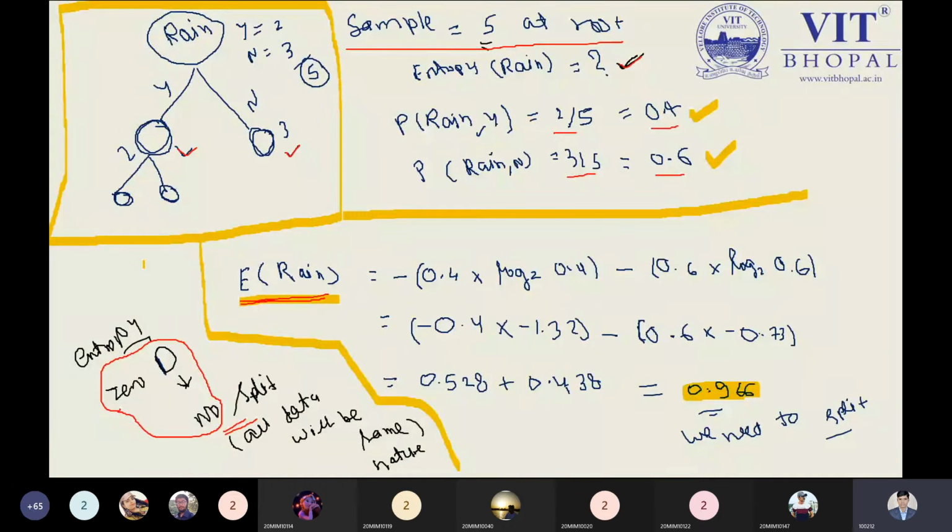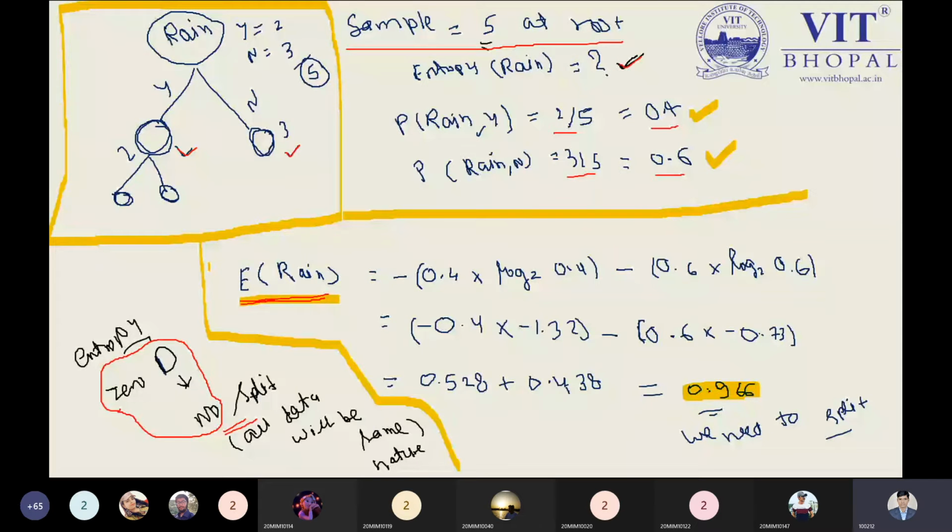But when we have some value which is more than 0, we need to determine whether splitting would be possible or not. So here we are getting the value 0.966. It means we are close to 1. So splitting is required. So we need to split our data.